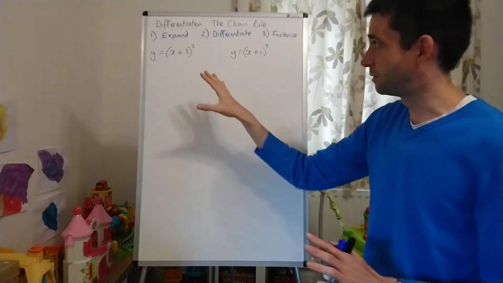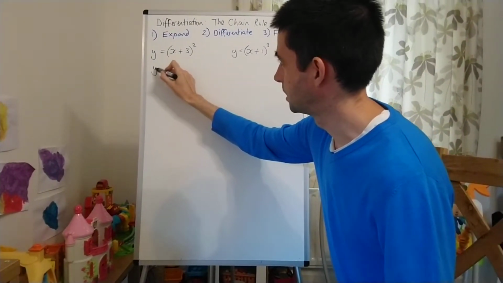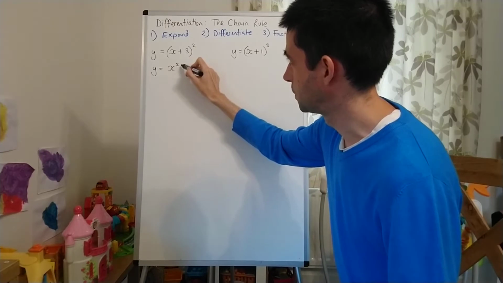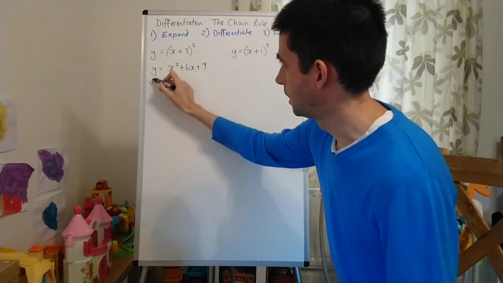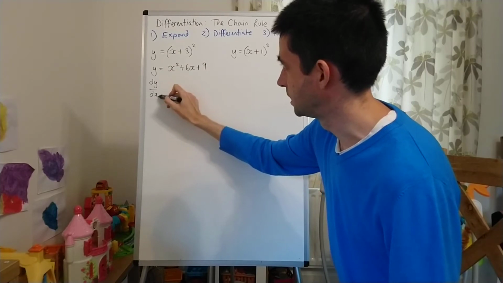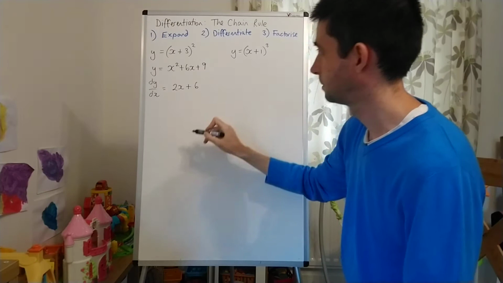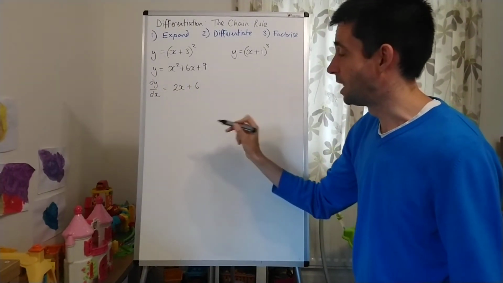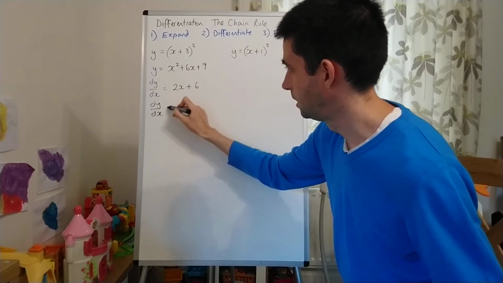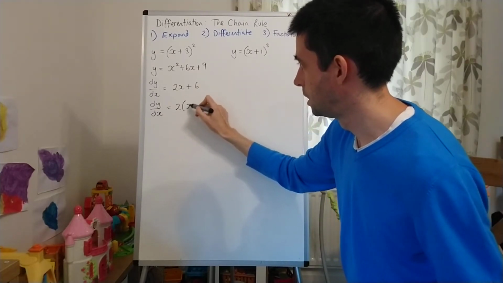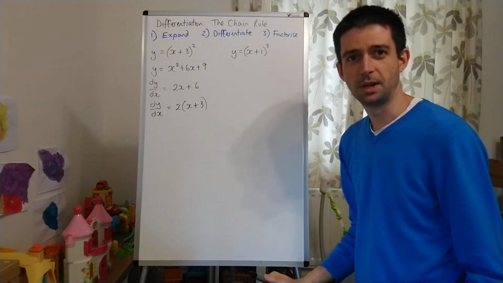Okay, right, looking at the first one then. So hopefully first thing you did was expanded it out and got y equals x squared plus 6x plus 9. And then when you differentiate to find dy by dx, you get 2x plus 6. And then when you factorise that as much as you possibly can, you would get 2 bracket x plus 3.